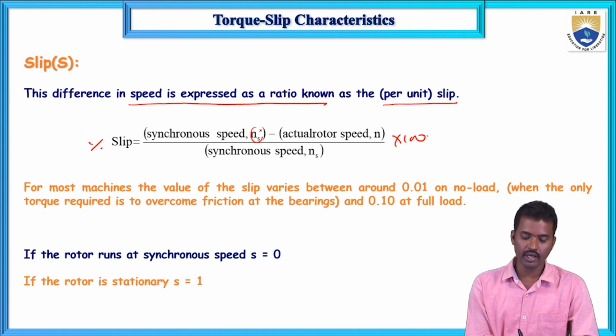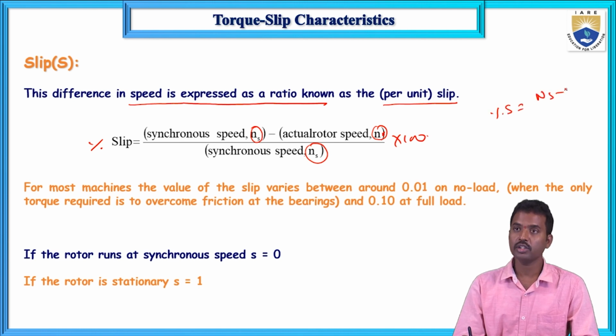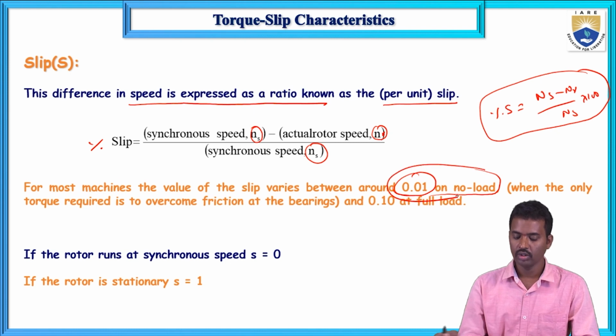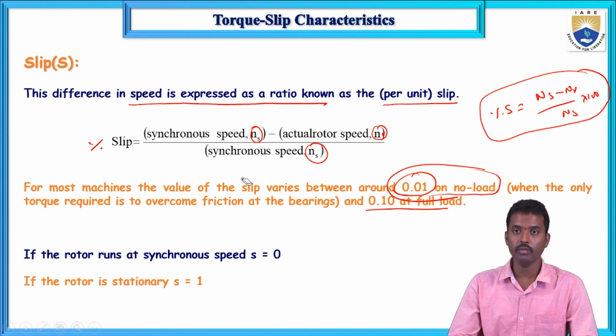So Ns minus Nr divided by Ns is the per unit slip, and percentage slip equals Ns minus Nr divided by Ns into 100. For most machines, slip varies: for no load the value is around 0.01, and at full load the value is 0.1. It depends upon the friction at the bearings.